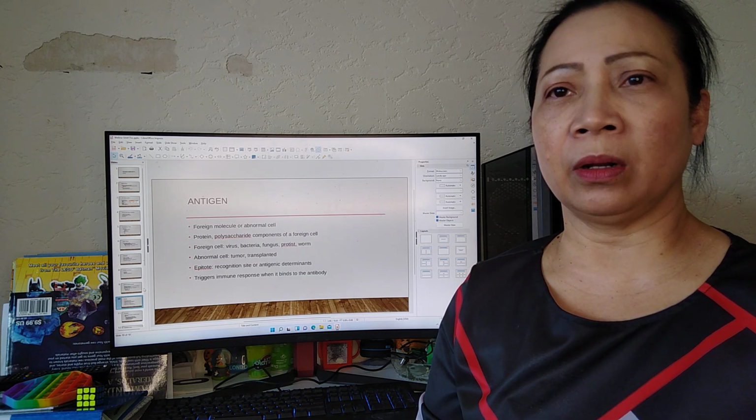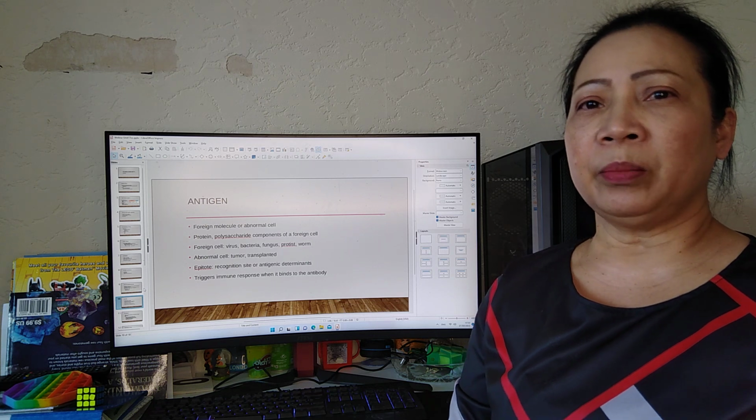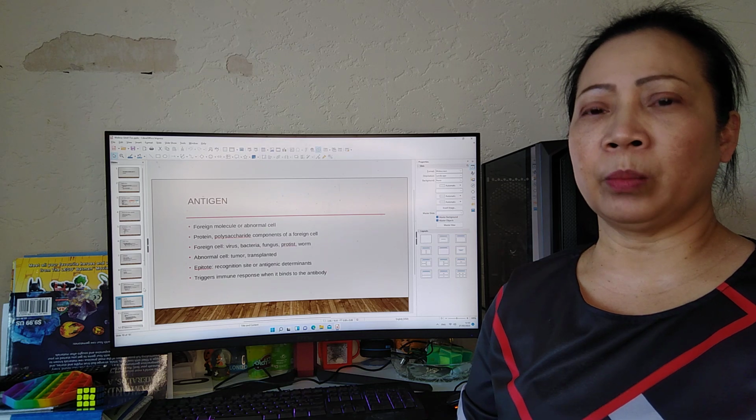Antigens are any molecule or a partial molecule that triggers an immune response. This can be cell proteins, carbohydrates, lipids that are part of bacteria.